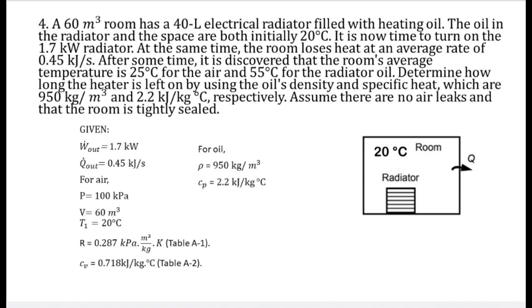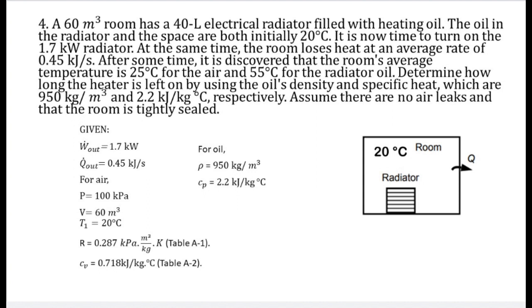In this question, the air is an ideal gas since it is at a high temperature and low pressure, so it has constant specific heats, which can be found in Table A1 in our property tables. The given is the work rate of 1.7 kilowatt, and the average rate of heat lost during this is 0.45 kilojoule per second.